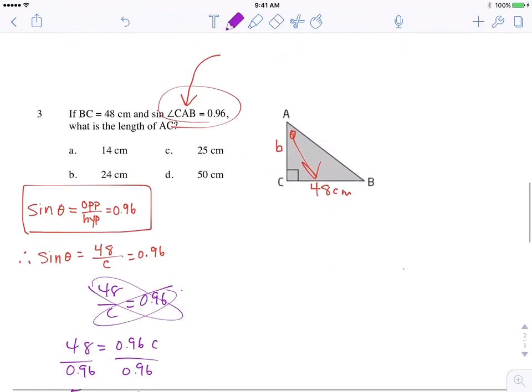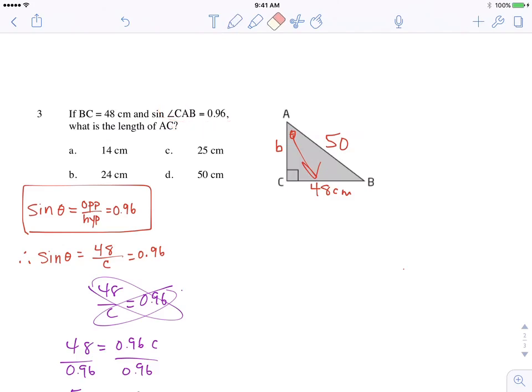Oops, wrong diagram. I know that C is equal to 50, so let me add that in here. Great. Now there are two ways you can answer the question: what is the length of AC? Well, I could use the Pythagorean theorem. I know 50 squared, that is the C, so I could say 50 squared minus 48 squared equals, I'll call it B squared, because side length AC is labeled B. That's very quick and easy.